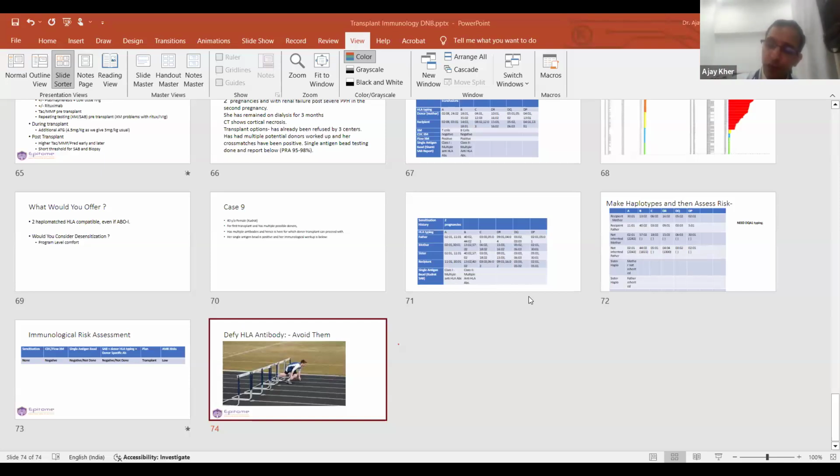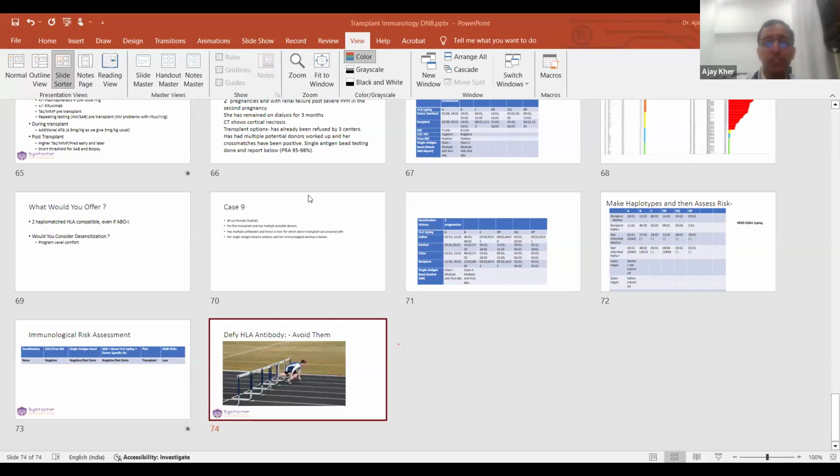So make your plan beforehand. If you're giving rituximab, let's say for an ABO incompatible, do your crossmatch first, give your rituximab, and after that, don't do a crossmatch and just take them for transplant. If you're doing an HLA incompatible one, you're doing desensitization, do your crossmatch first, and after that you're not doing a crossmatch. All you want to do is a single antigen bead and do it that way.